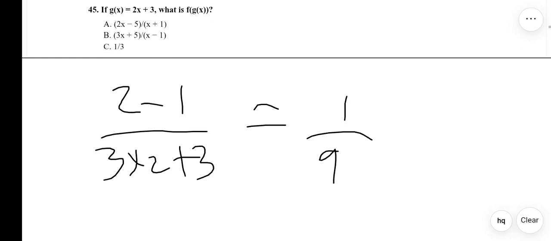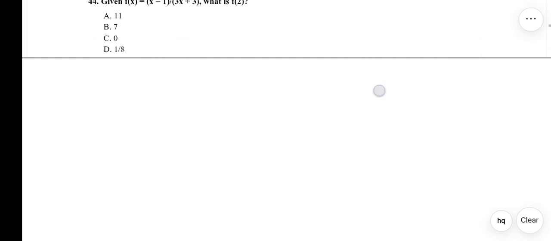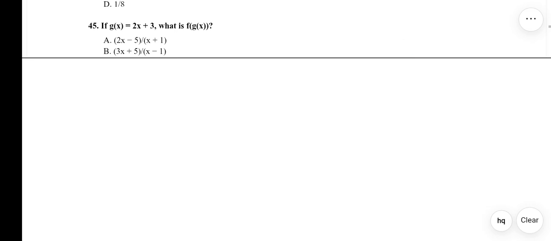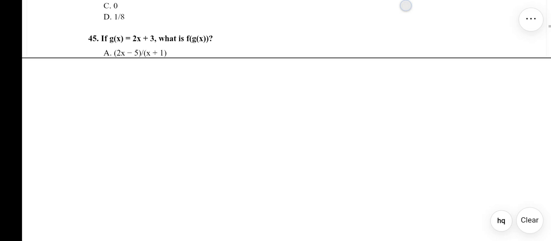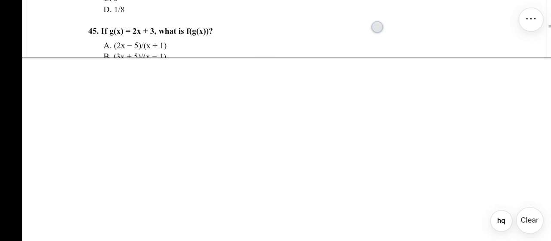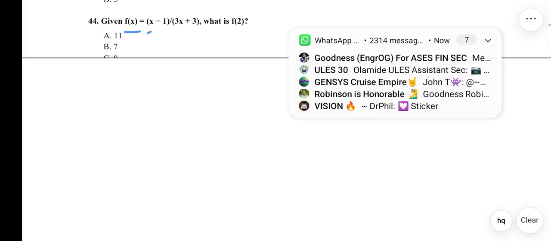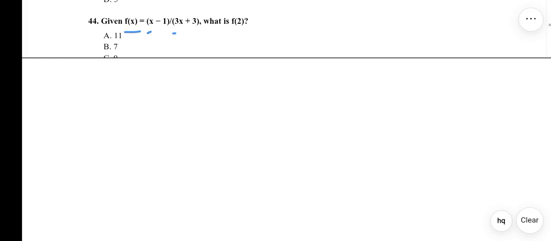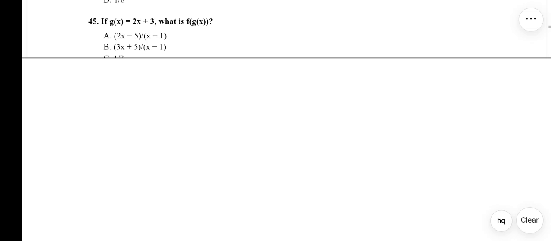So for question number 45, if g of x is this, then what is f of g of x? We have our f of x in this place, and we are asked to find f of g of x. My f of x is x minus 1 all over 3x plus 3. Anywhere I see my x, my input before is x. When my input is x, my output is x, x is here, x is here. But now my input has changed from x to g of x.